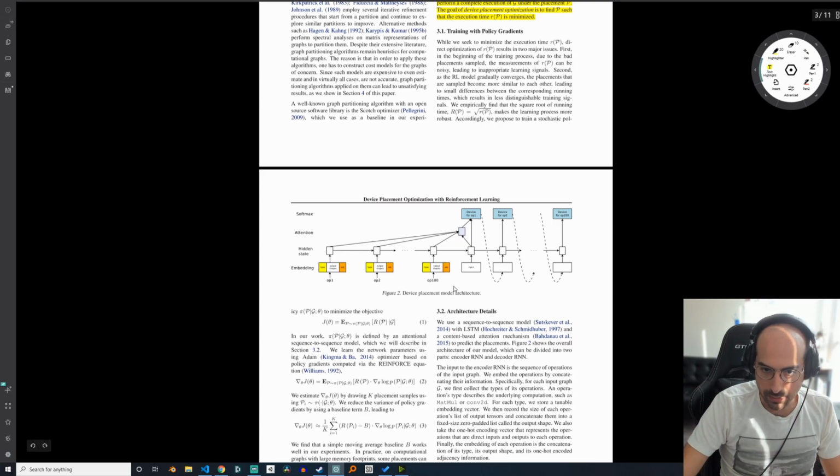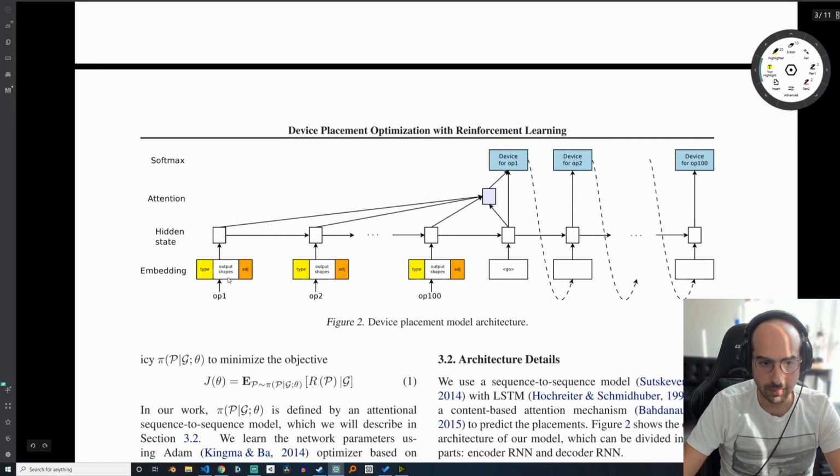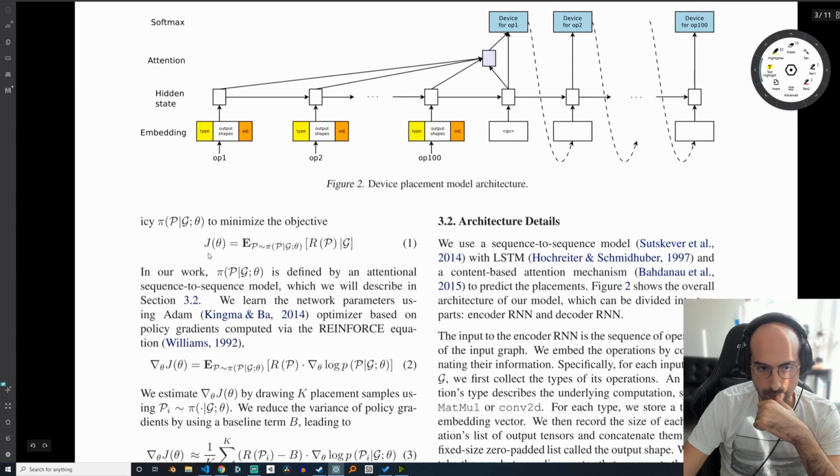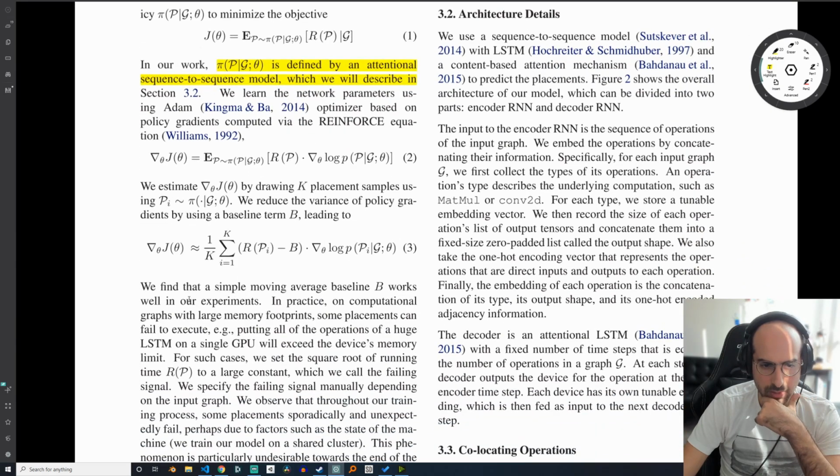All right, so let's look at this thing. Zoom in a bit. So type, output shape, okay. And then we have some hidden state, some attention layer, and then a softmax. It's defined as an attentional sequence-to-sequence model. Okay, they learn it via Adam, no one cares.